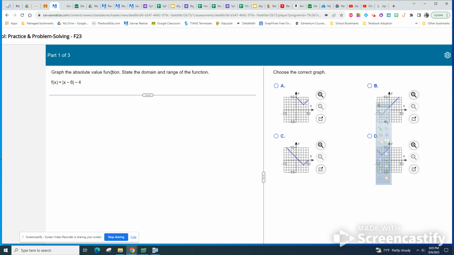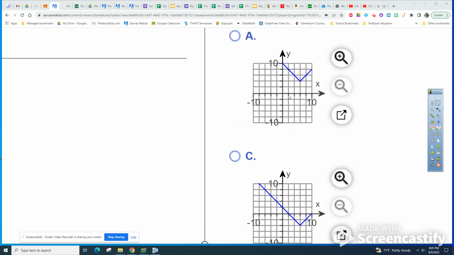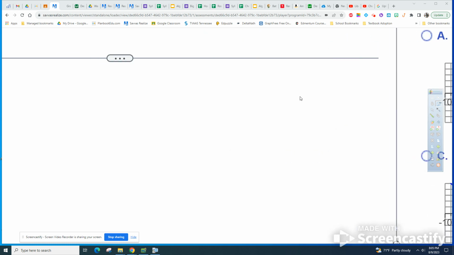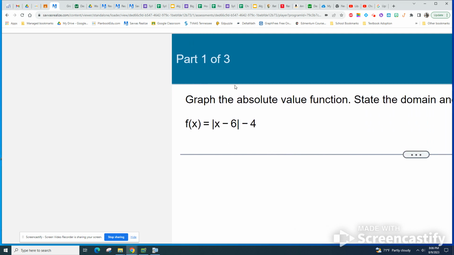Okay, graph the absolute value of the function. State the domain and range. So looking at our 4 choices over here, there's a couple of ways we can approach this, but this looks like it's going by 2's. 2, 4, 6, 8, 10. So this is 8 and 2 4s. So that's 8 and 4. So if this is the correct one, when I plug an 8 in here, it should spit out a 4. So let's see what happens.